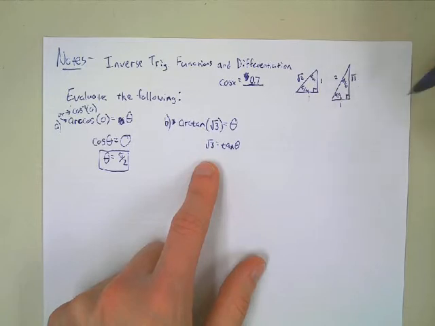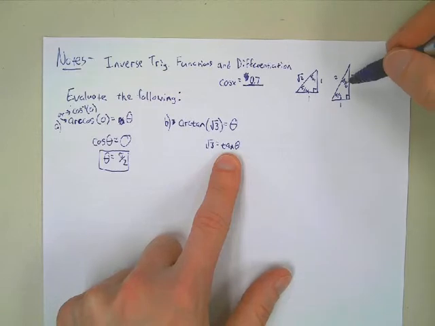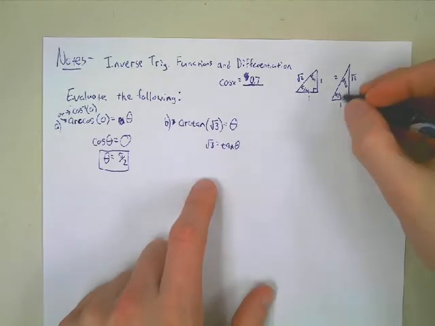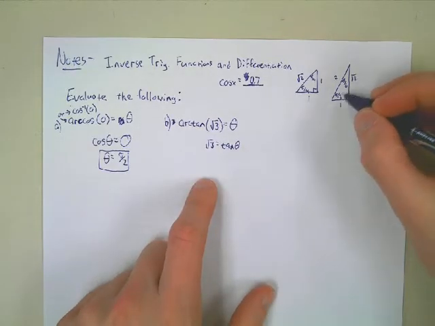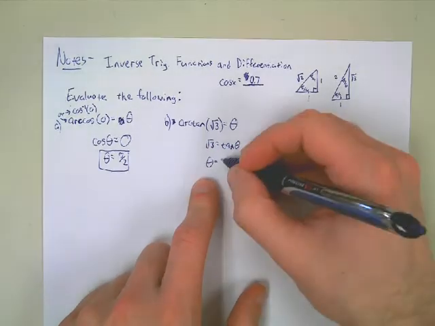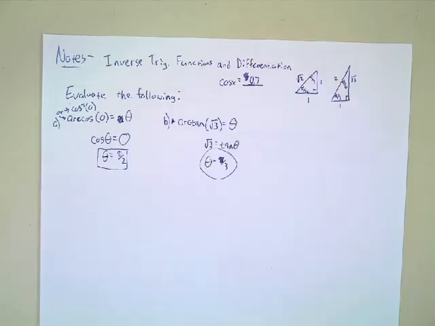Tangent is opposite over adjacent. So tangent of which of these angles here is going to result in me getting root 3 over 1? The pi over 3, right? If I pick pi over 3, opposite that is root 3 over the 1. That's what I want there. So theta then must equal pi over 3. That's another way to look at it. Theta is pi over 3.